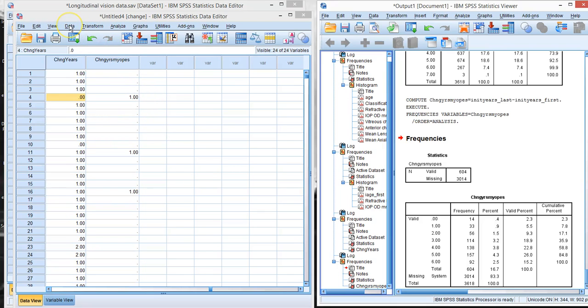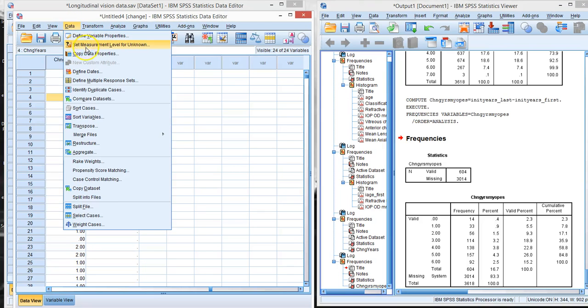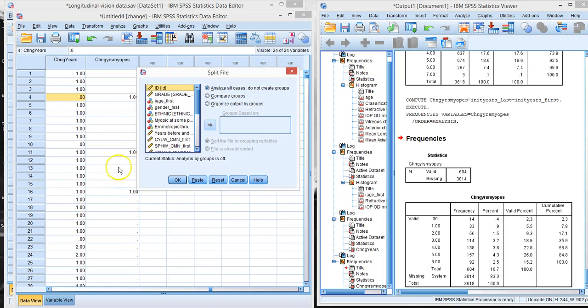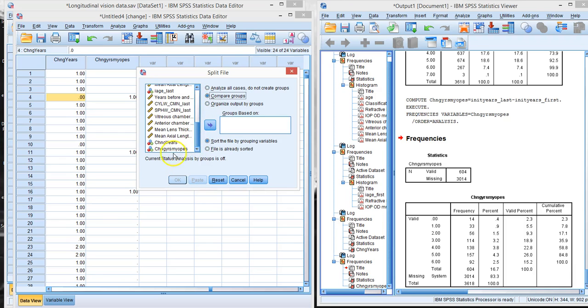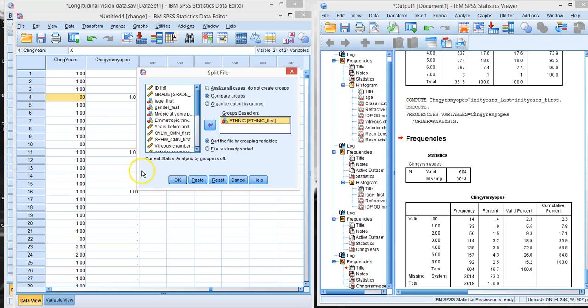Let's look at the data step and see what types of things we can look at. For example, let's go to split file, because we really want to compare groups. We don't want to have ethnicities all be in the same mash across ethnicities. We want to look at ethnicities separately. So let's put in groups based on ethnicities.